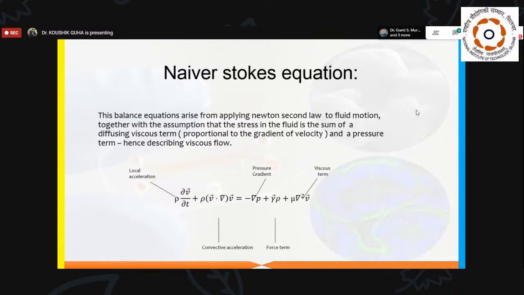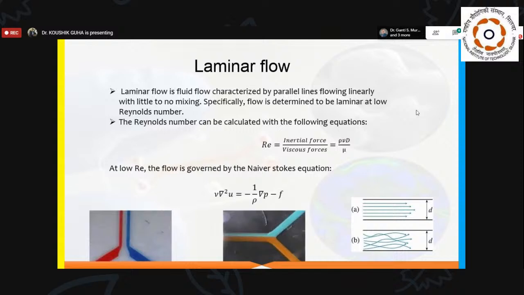Then laminar flow is the flow characterized by parallel lines flowing linearly with little to no mixing. Here we can see the laminar flow, where all the fluid particles move very linearly. But in the graph below, in B, you can see the fluid flow is not laminar, because the particle movements are intersecting and crossing each other. So this is not a laminar flow.